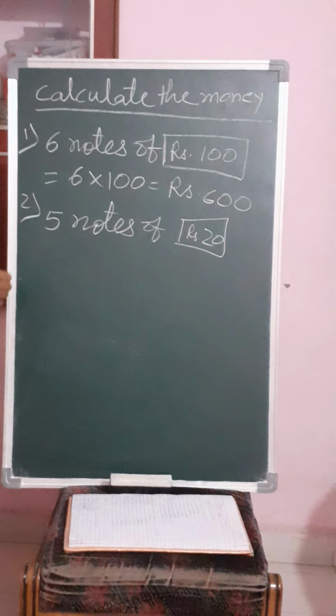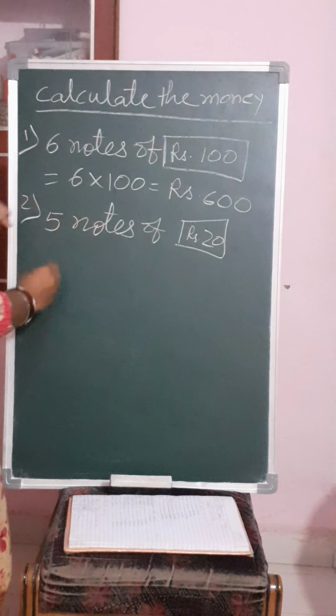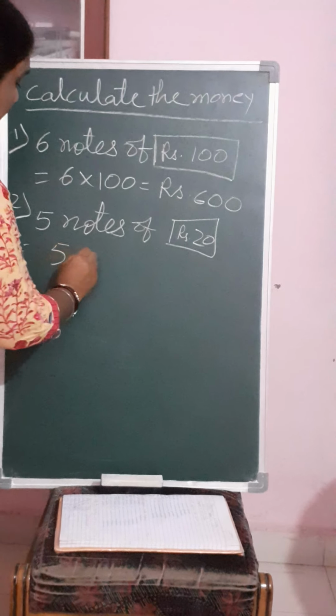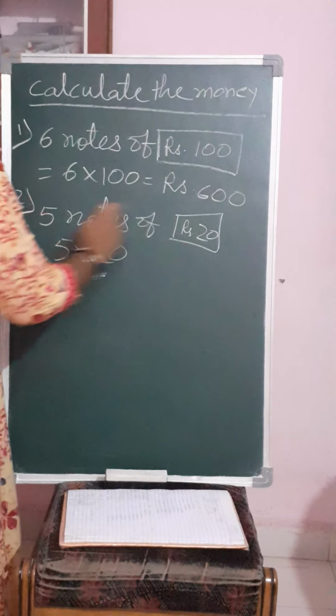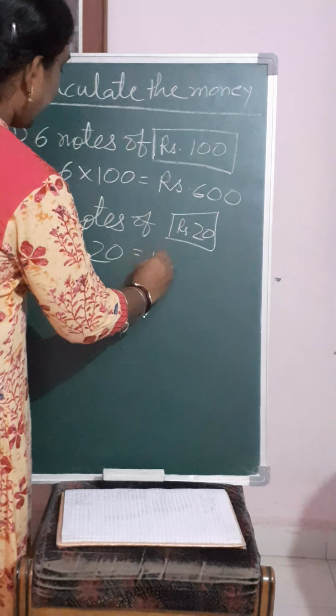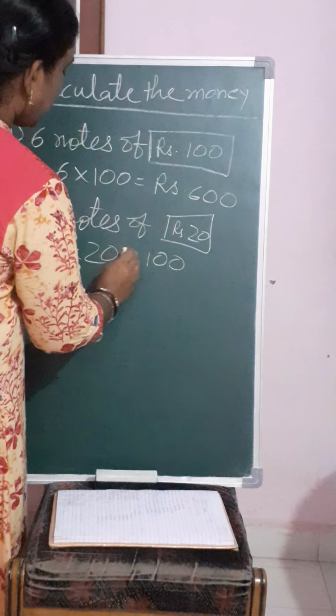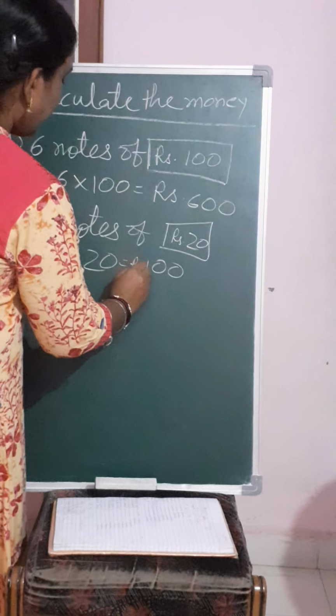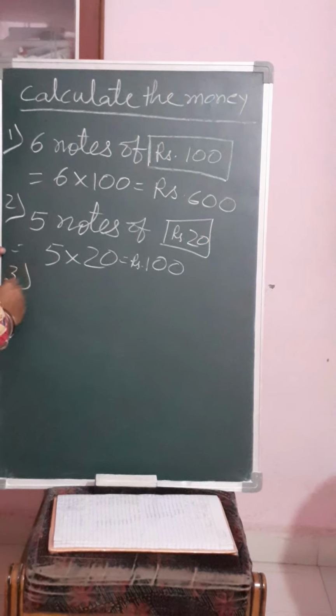Okay, how will you calculate 5 notes of rupees 20? So 5 multiplied by 20. This 20 we have multiplied by 5. So 5 2s are 10, 5 zeros are 0. So this is rupees 100. Now, understood? Now another example.